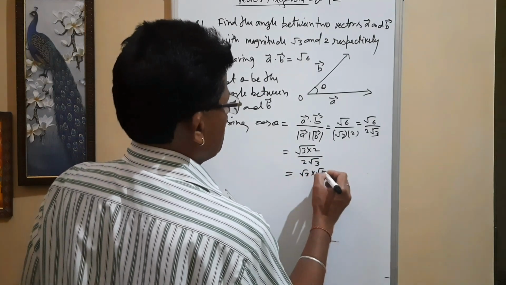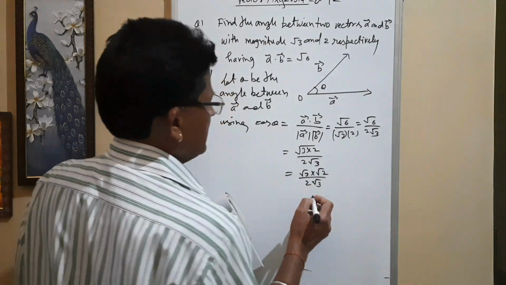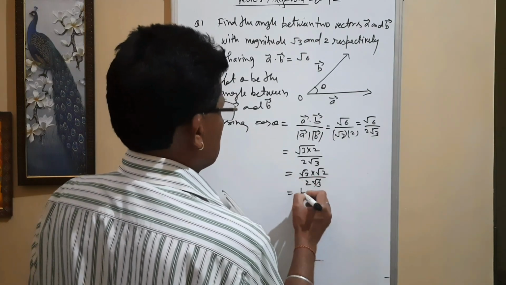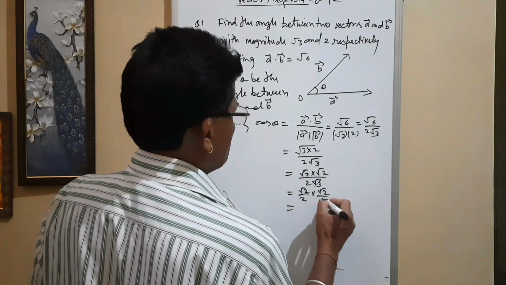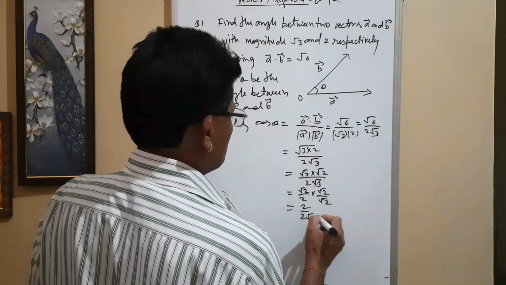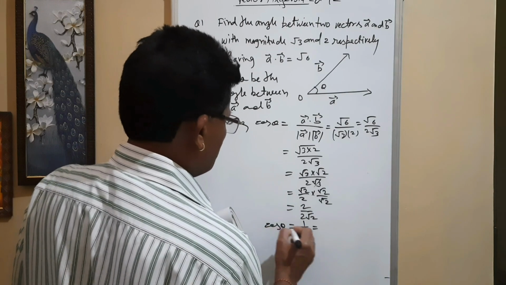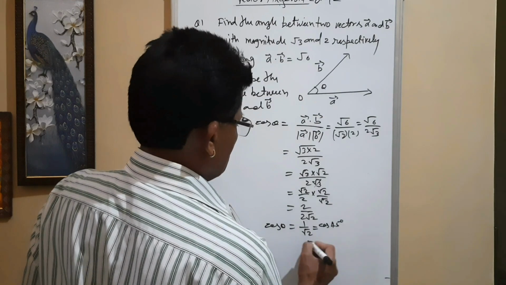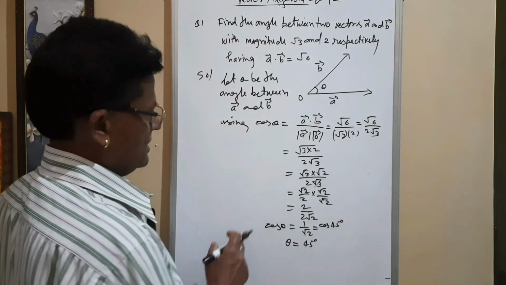Let me separate it by using the formula of class 8 or 9. Root 3 will be cancelled, and it will be root 2 by 2. Multiply numerator and denominator by root 2: root 2 into root 2 is 2, upon 2 root 2. The 2 will be cancelled, giving 1 upon root 2. In case of cos, 1 upon root 2 is the value at 45 degrees. So theta will be 45 degrees, or pi by 4.